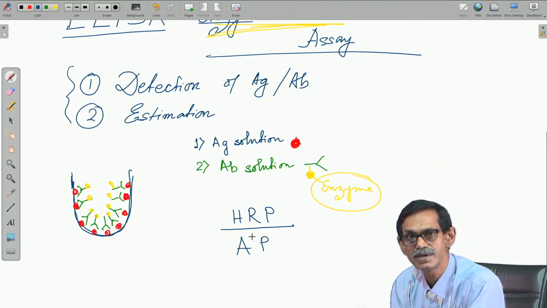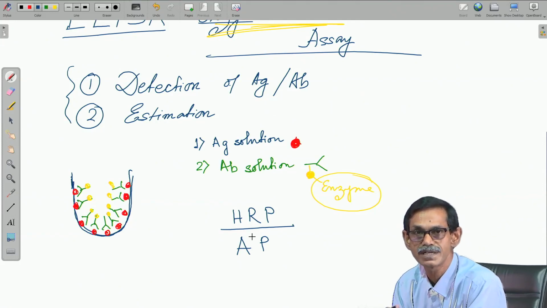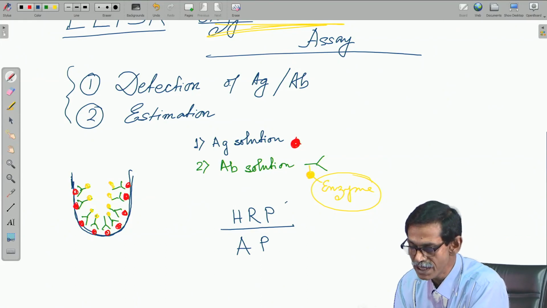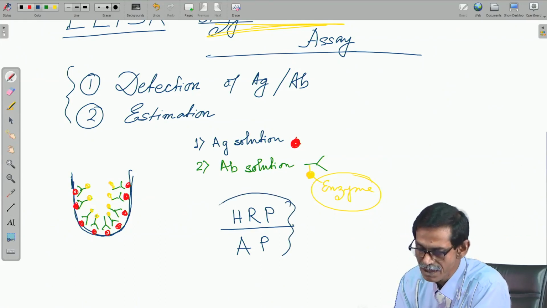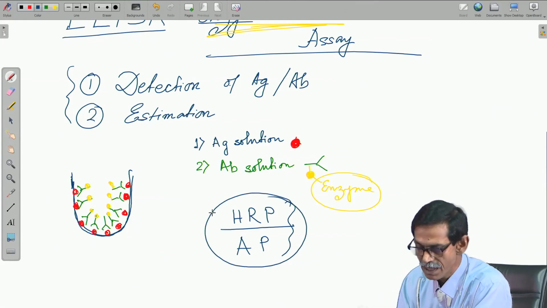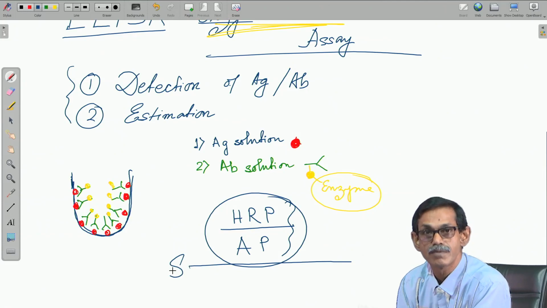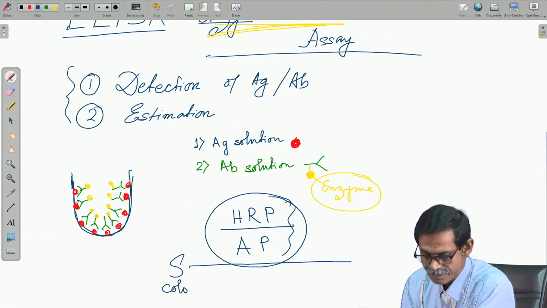Why these two enzymes? Because they are very stable at room temperature, you do not need any special incubator, and you can do the whole thing at room temperature. They are active, and not only that, both enzymes have a very good property: they have a commercially available substrate which is colorless.